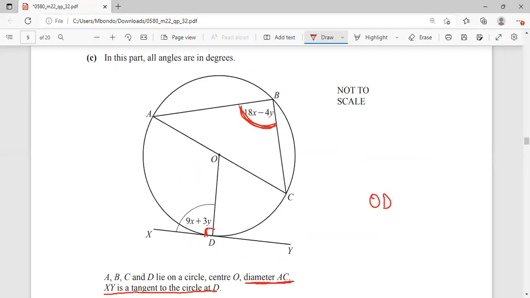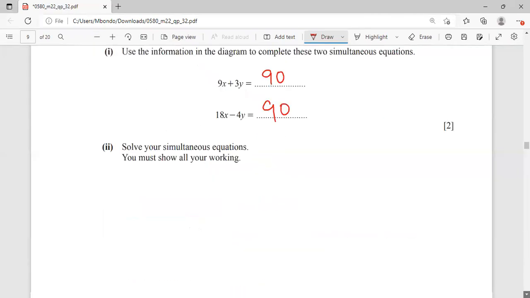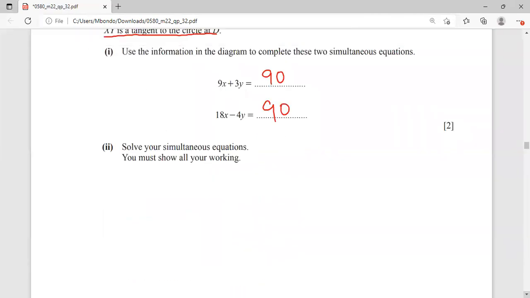It's also 90 degrees there. So we can go to the next question now. We are told to solve the simultaneous equations. You must show all your working. All right, so we need to solve these simultaneous equations now, showing all our working.